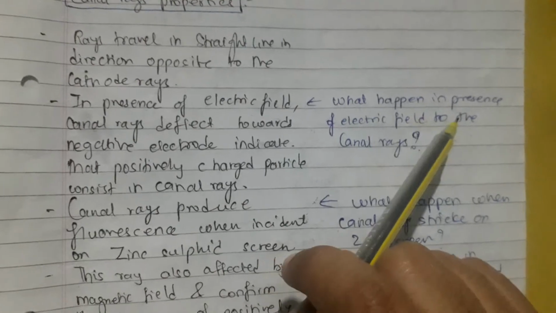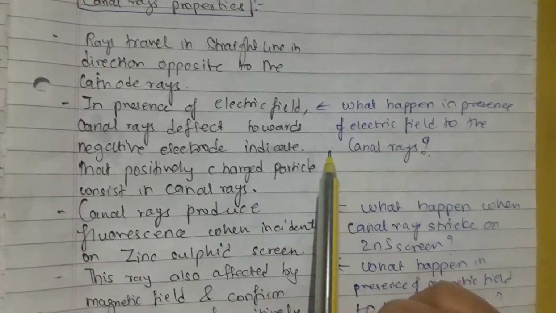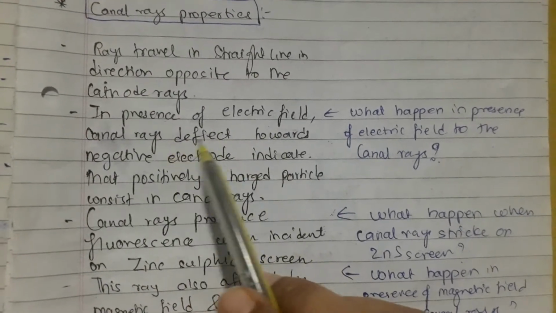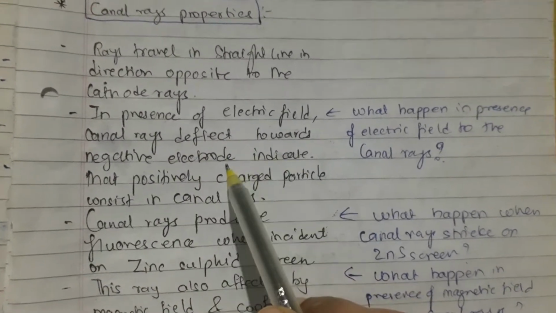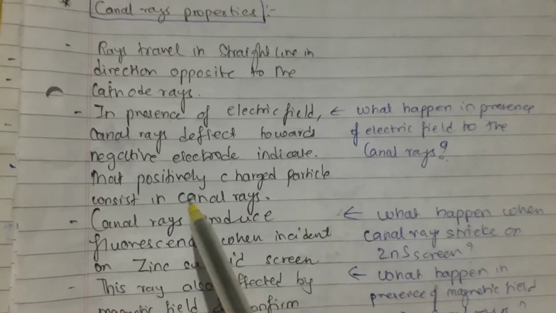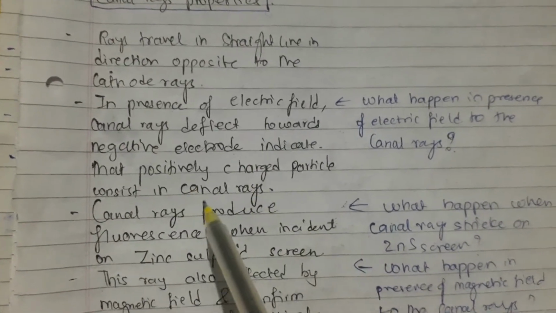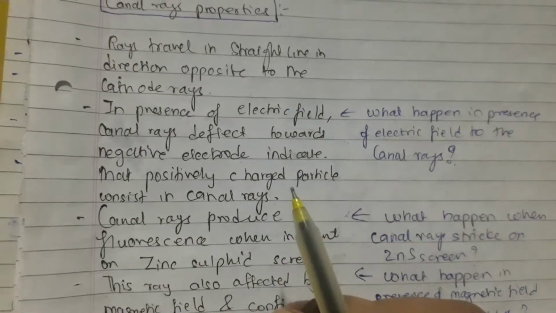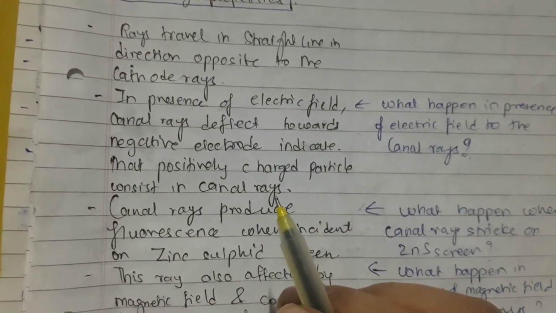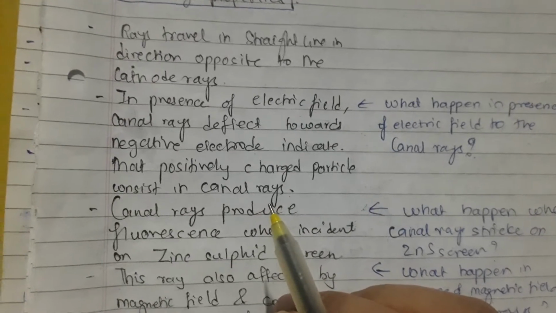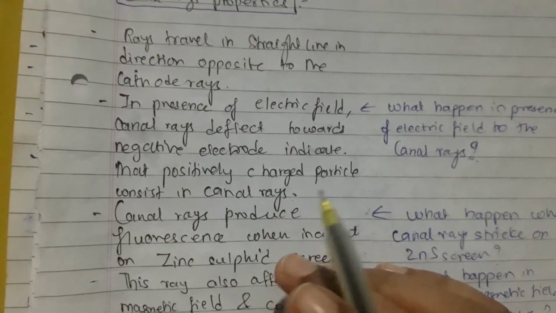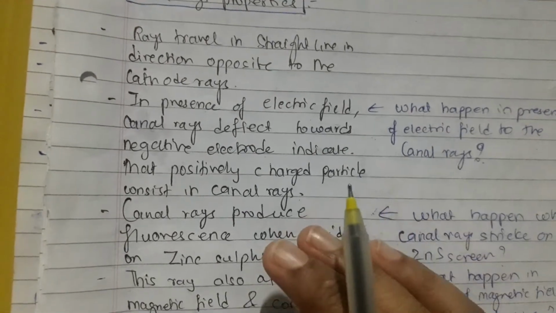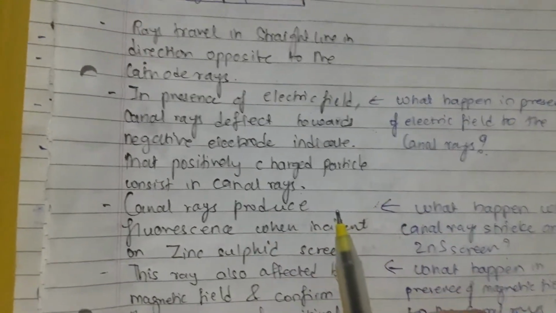Okay. What happens in the presence of an electric field to the canal rays? In the presence of electric fields, canal rays deflect towards the negatively charged electrode. This indicates that positively charged particles are present in canal rays. Means what happened to anode rays in the presence of an electric field? They deflect towards the negative electrode, which indicates that anode rays contain positive charge.